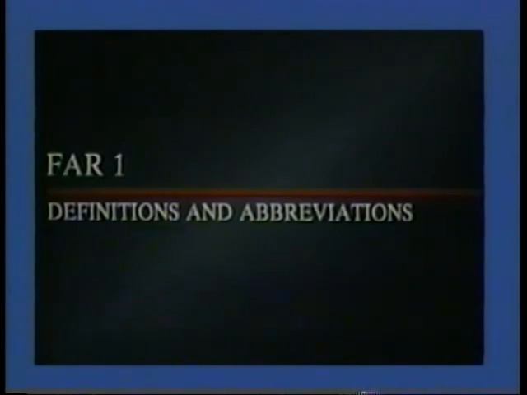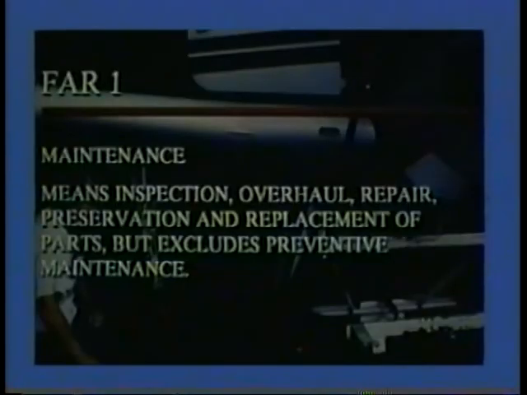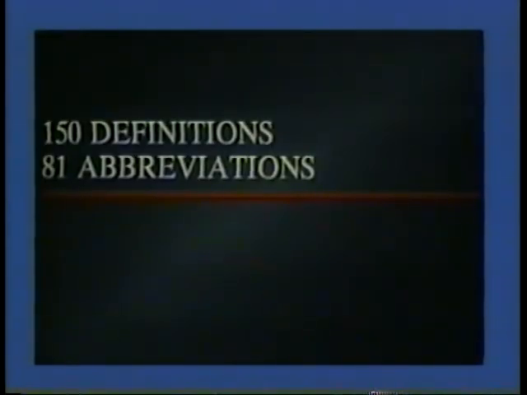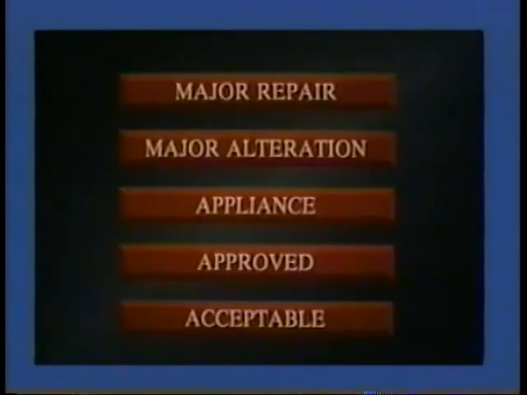But we digress. Let's do a 100-hour inspection of the regs, starting with FAR Part 1, Definitions and Abbreviations, which is really only an aviation dictionary. For example, Part 1 defines maintenance as inspection, overhaul, repair, preservation, and replacement of parts, but excludes preventive maintenance, and preventive maintenance as simple or minor preservation operations and the replacement of small standard parts not involving complex assembly operations. There are 150 definitions and 81 pilot-oriented abbreviations explained in Part 1. Terms like major repair, major alteration, appliances, approved, and acceptable will be discussed later in this course.